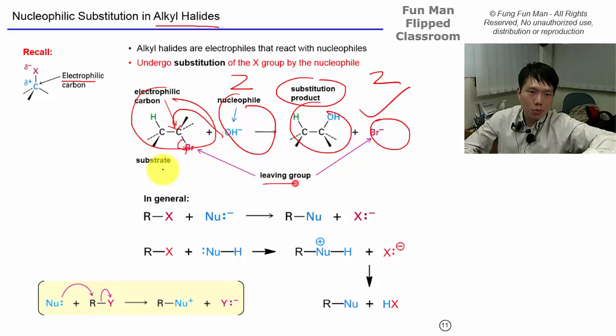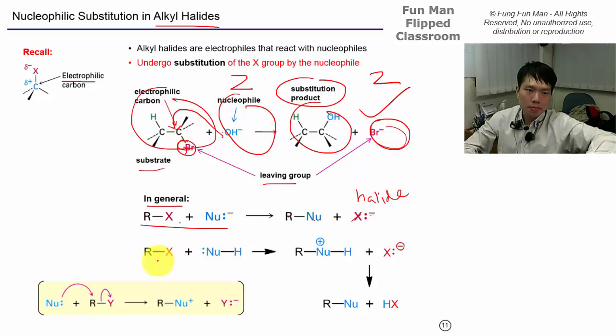We call this a leaving group because the halide has left the original substrate and come out on its own. So in general, the template is this: RX, alkyl halide, you put in a nucleophile, you get R-Nu with the X minus, the halide. If I put RX with a neutral nucleophile, then you get R-Nu-H plus X minus, and after that this X combines with this H, picks this up, the bond breaks and goes back to the Nu, giving two neutral products.